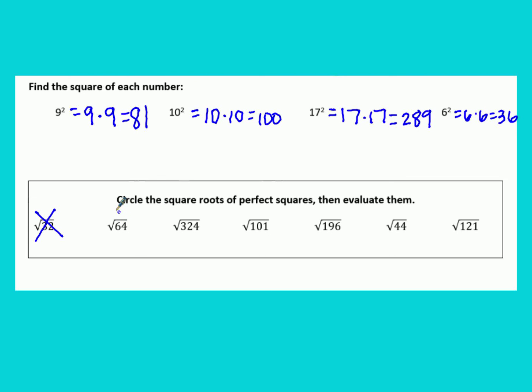Square root of 64, that is one of our perfect squares. Square root of 324 is also one of our perfect squares. The square root of 101 is super close to one of our perfect squares, but is not quite one of them. Square root of 196 is one of our perfect squares. The square root of 44 is not one of our perfect squares. It's close to 36 and 49, but not quite there. And the square root of 121 is one of our perfect squares. So I want you to pause the video, and I want you to evaluate the square root of each of these 4 problems that I have circled here.